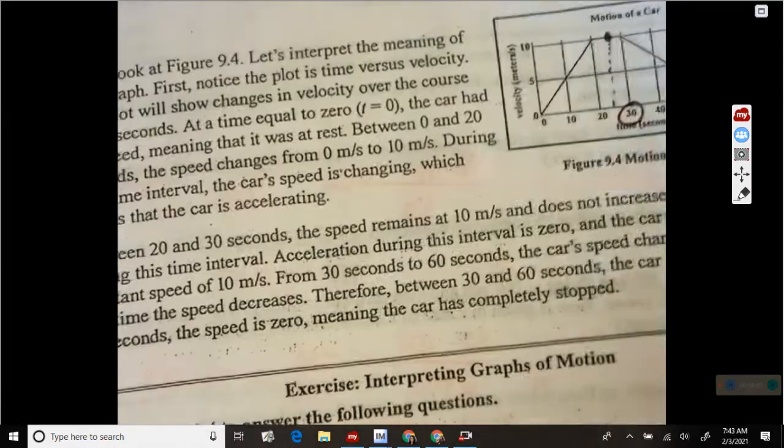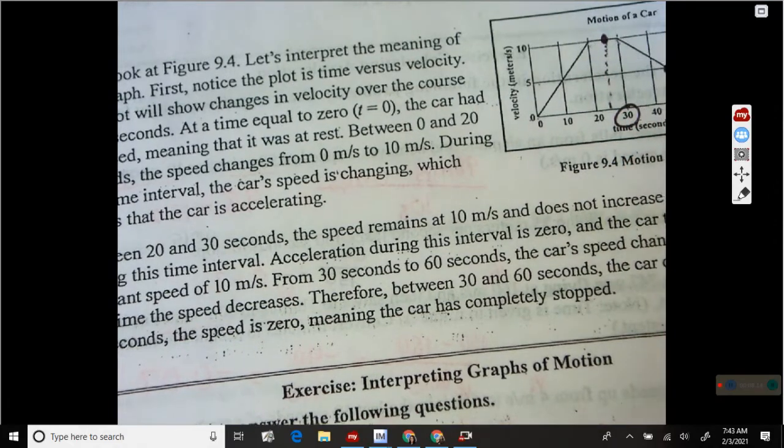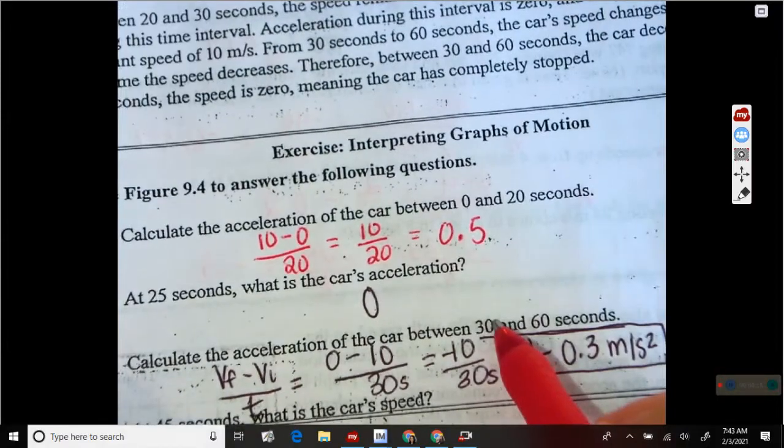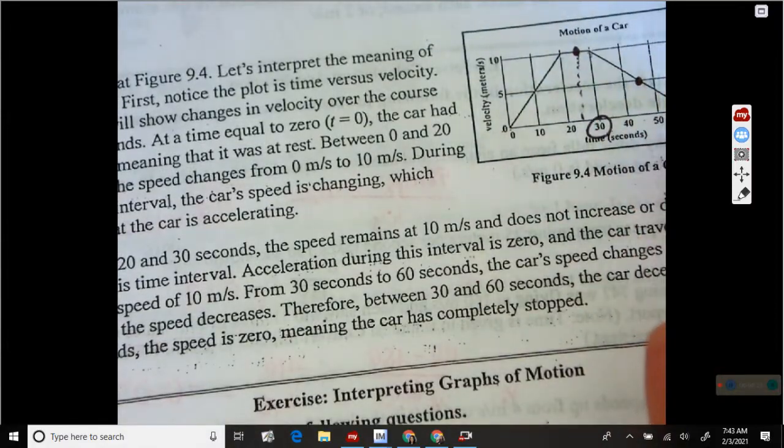All right, it says at 25 seconds, what is the car's acceleration? So right here, we see the velocity is not changing on this flat line, so the acceleration is 0. Okay, and then they want the acceleration between 30 and 60 seconds. You'll notice between 30 and 60, the line is going down, right? So that means it's going to be a negative acceleration.